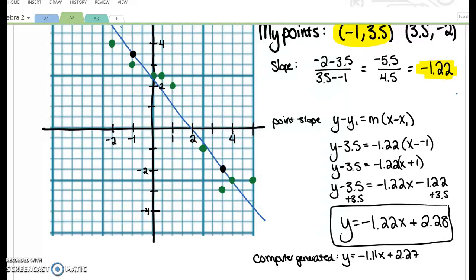Usually I look for a range of slopes. Like if your slope is anywhere from negative 0.5 to negative 1.5, you're pretty good. Are you guys' slopes around there? Okay. If your y-intercept is anything from about 2 to 3, maybe even 1.5 to 3.5, you've got a pretty good y-intercept. As your slope changes, the y-intercept is going to be affected as well.